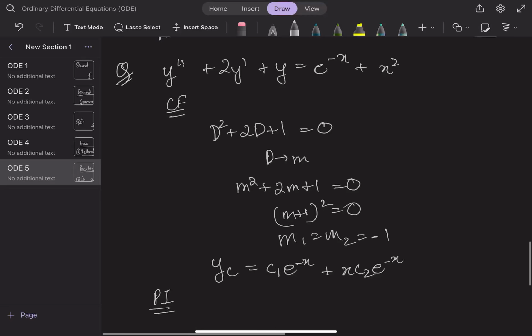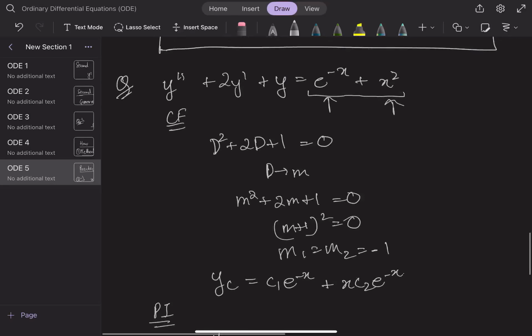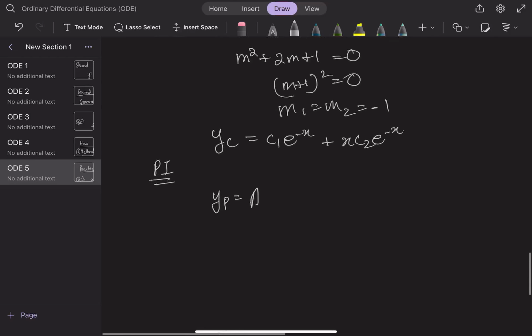So our RHS is e raised to minus x plus x square. So you're gonna have to deal with this and this, both of them. So first of all, you're gonna assume YP. So it's e raised to minus x. So you're gonna assume a times e raised to minus x. But now this is same as this term. This is linearly dependent to this term.